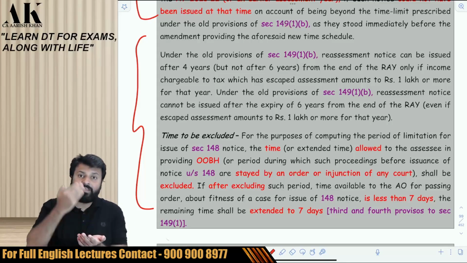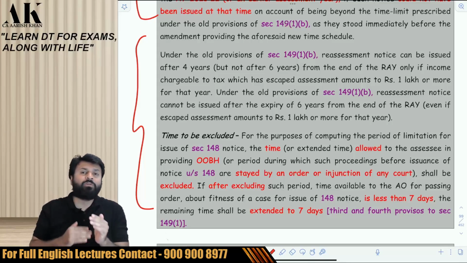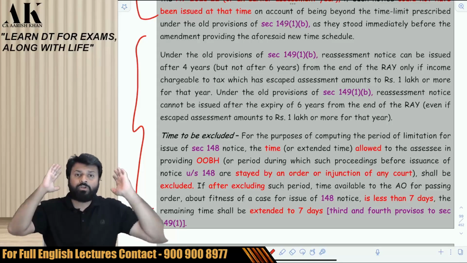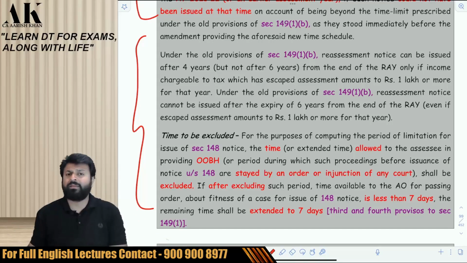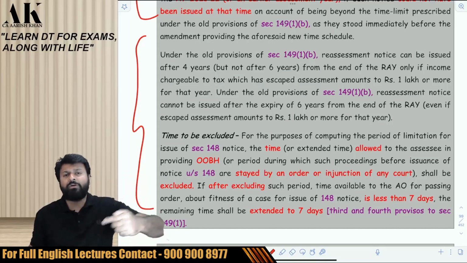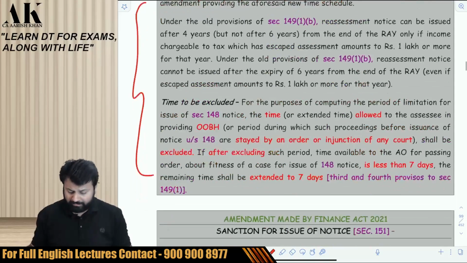But if the AO is issuing notice for financial year 21-22 or subsequent years, then only the new time limit will be applicable. So if the notice is issued for 15-16, the old time limit will also be applicable. But if the notice is issued for 21-22 or 22-23, only the new time limit will be applicable.